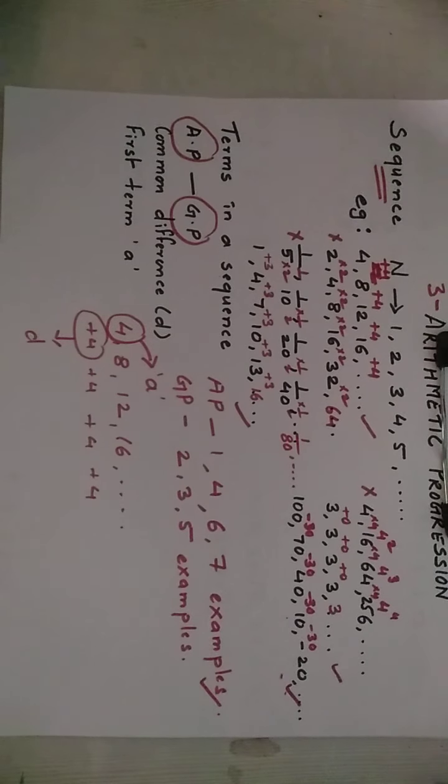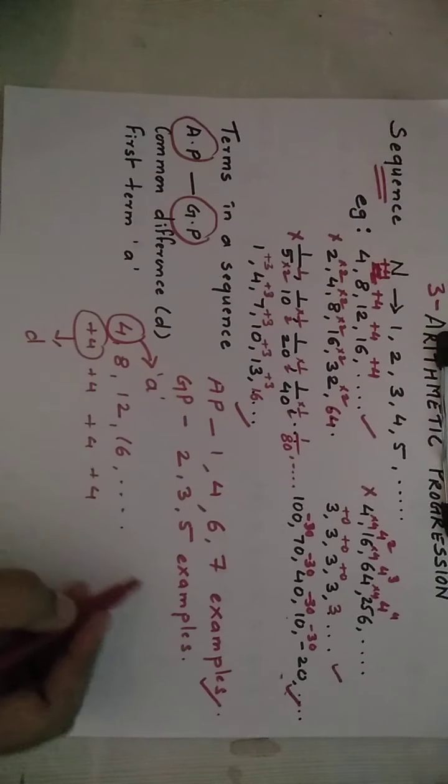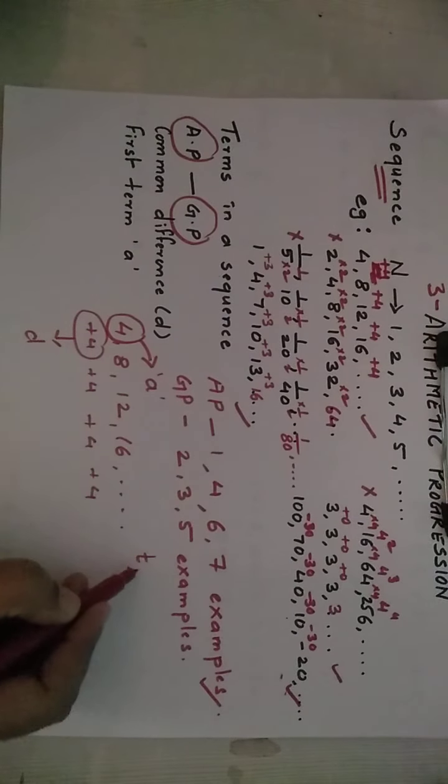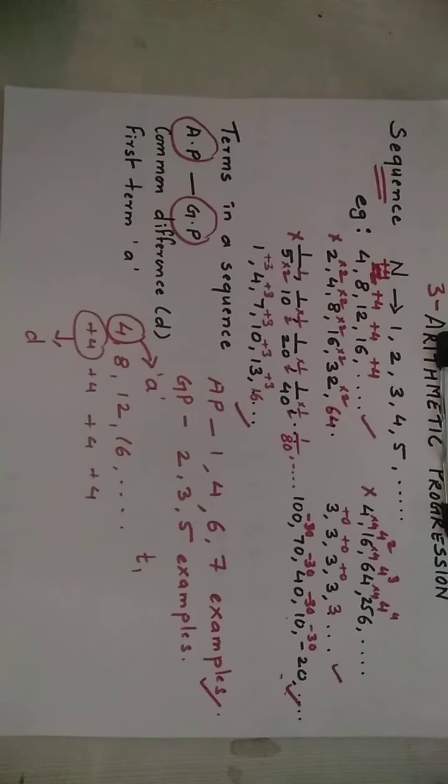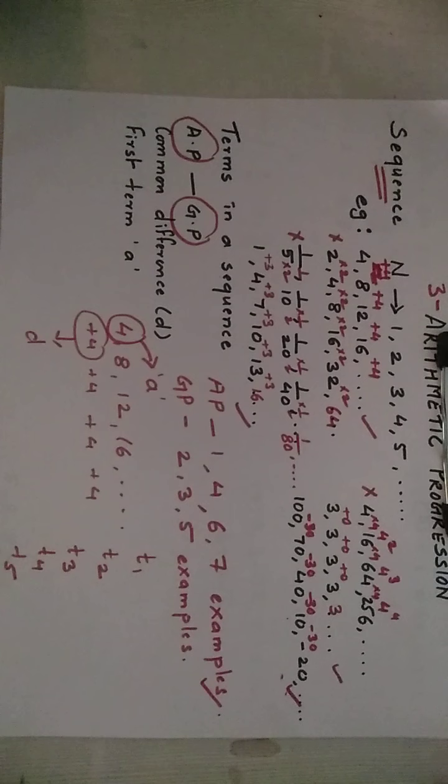Now, before going further, the notation of terms. This is the first term, this is the second term, this is the third term, this is the fourth term, and so on. We write them like this. T1 is the first term, T2 is the second term, T3 is the third term, T4 is the fourth term, T5 is the fifth term, and so on. This is the common symbol or notation given for terms in the lesson arithmetic progression.